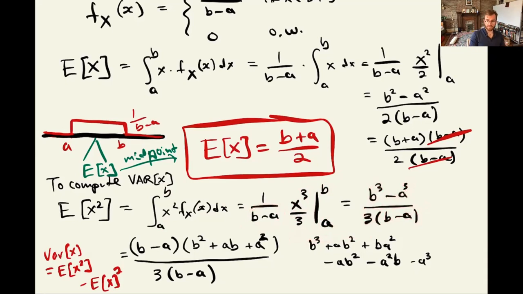Now I'm going to do a little algebra, because this can actually simplify. B cubed minus a cubed turns out to be the same thing as b minus a times b squared plus ab plus a squared.